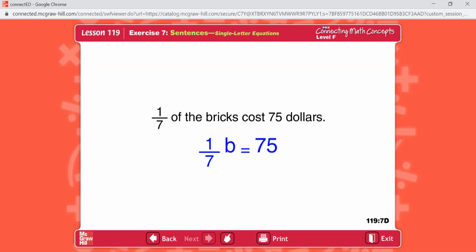Before you begin your independent work, I want to review part 4 in your textbook. Some of the equations you'll write for this part have 2 letters. I'll read the part of each problem that tells about the equation you write. Problem A, 3/5 of the jeans cost $240. The letter equation is 3/5 J equals 240.